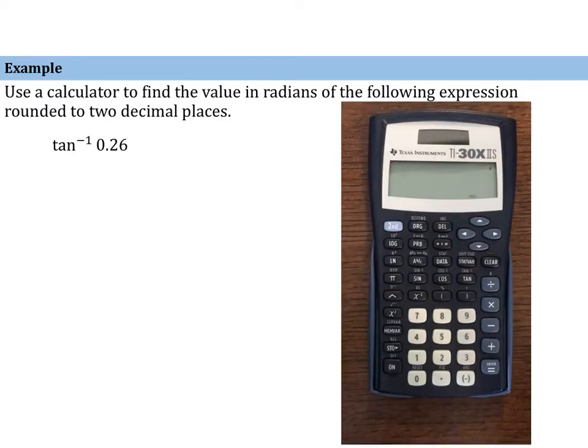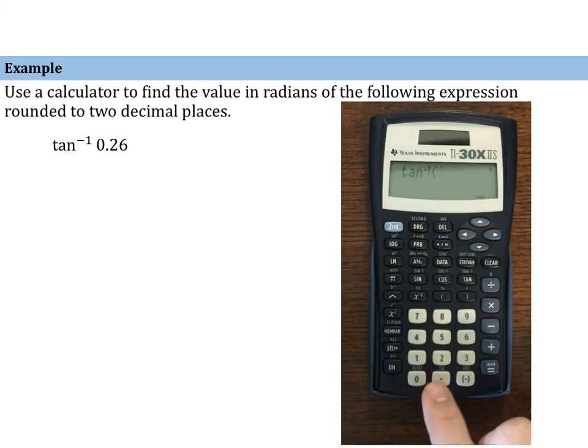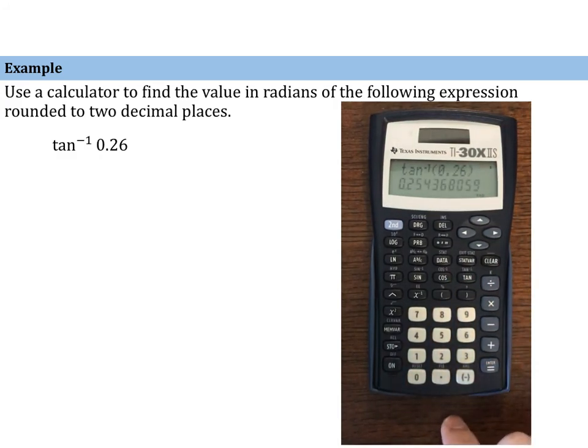Now we'll look at our next example where we will use the arctangent feature. The first thing that we will notice is that we are in degree mode again, so we will go ahead and change this to radian mode. Now you can see again that we are in radian mode. Then we will press the second button followed by tangent. We will input 0.26 and then close the parenthesis, and therefore we will have our answer once we press enter. And so our answer, rounded to 2 decimal places, is 0.25, and that is in radians.